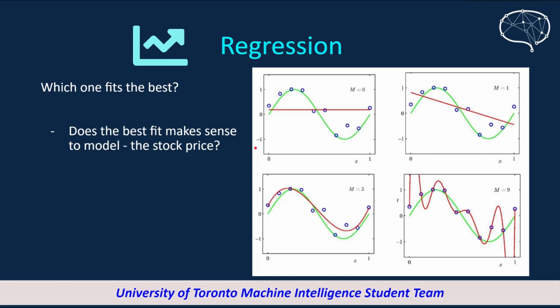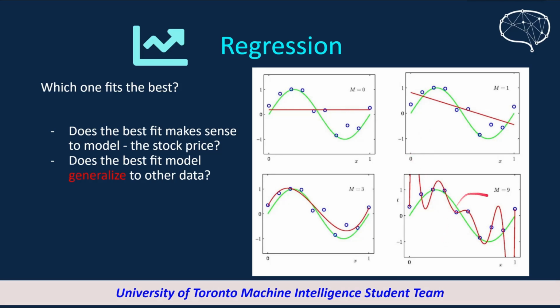And essentially, I want you to think about two questions. Does the best fit make sense for the model, which is the stock price? And does the best fit model generalize to other data? Now take a minute to think about it. A few moments later. Okay, so I think you already have the answer. For the first two graphs, the fitting polynomial is quite simple. It doesn't pass through all of the points, and you can see the deviations are pretty large.